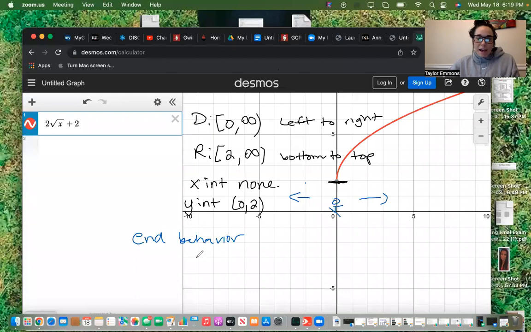So I'm going to say as x is approaching positive infinity, so as we're looking to the right, what's happening to our y values? Well, this graph is going up, right? So y is approaching positive infinity.